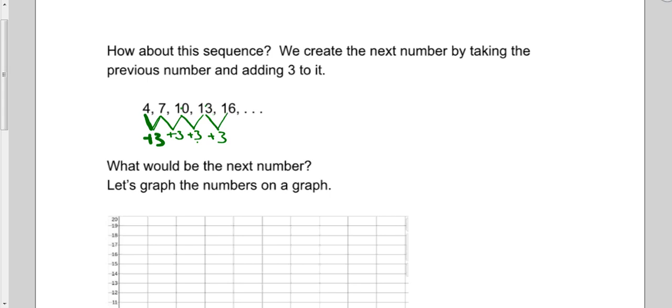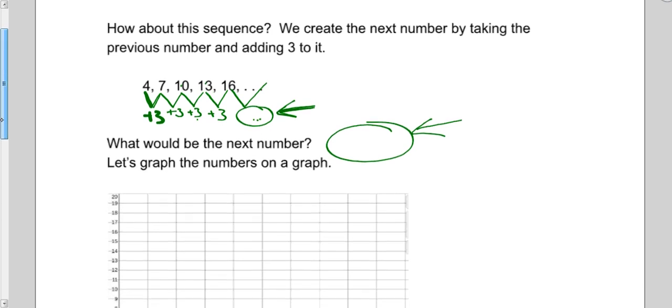Now, again, I got 16. What do I do to 16 to get me that next number? So, I want you to put down a number in there, or what I do right here in your notes. And then I want you to tell me what the next number would be. Okay? Pause the video and fill in these two spots. If you don't, you won't get credit for doing the notes.